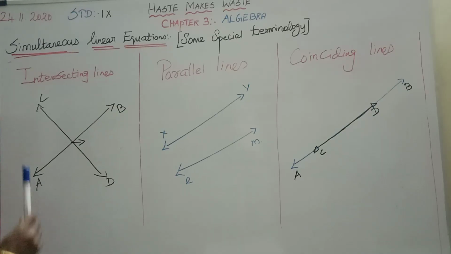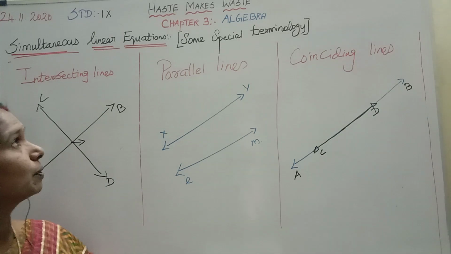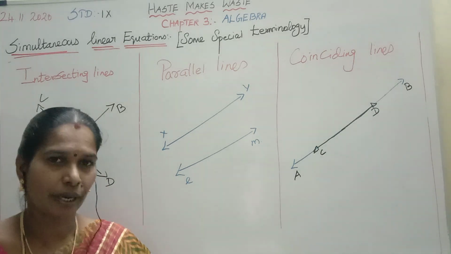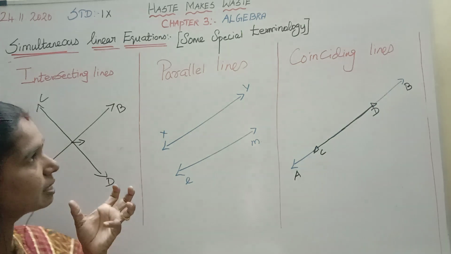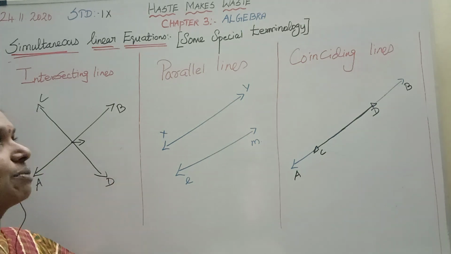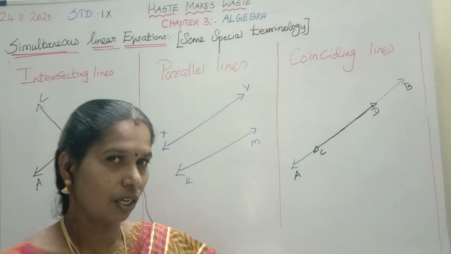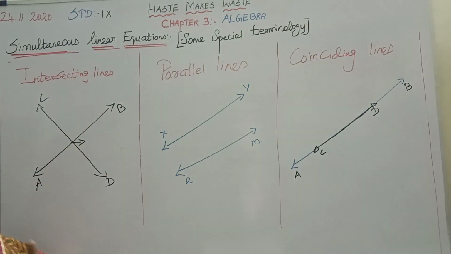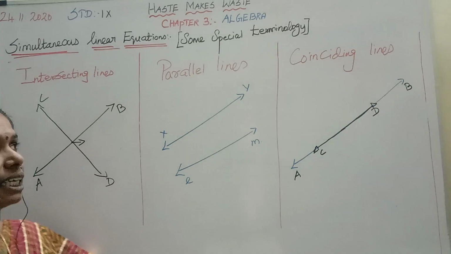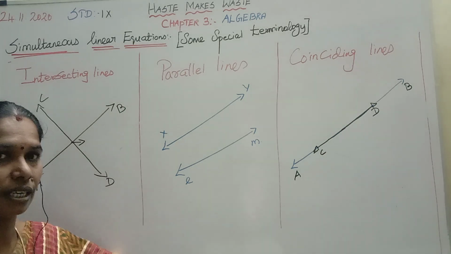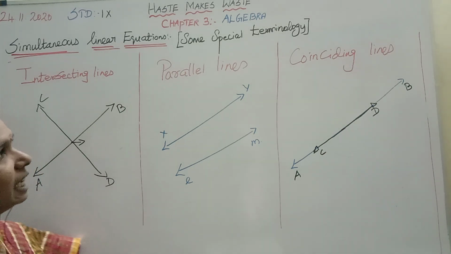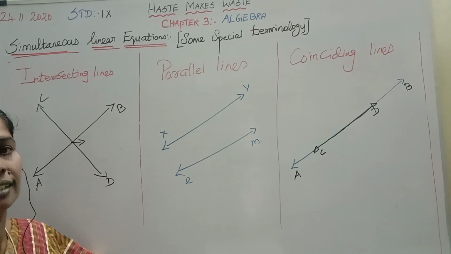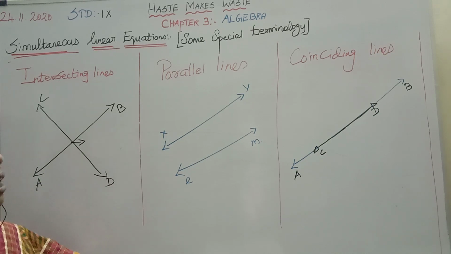Okay. In simultaneous linear equations, next we are going to see some special terminology. What does terminology mean here? In how many ways are we going to get the answers when solving simultaneous linear equations? We are not only getting one single solution. We are getting 3 types of lines here because we are solving linear equations. What the lines will be, and how our solution will be, that we are going to discuss now.